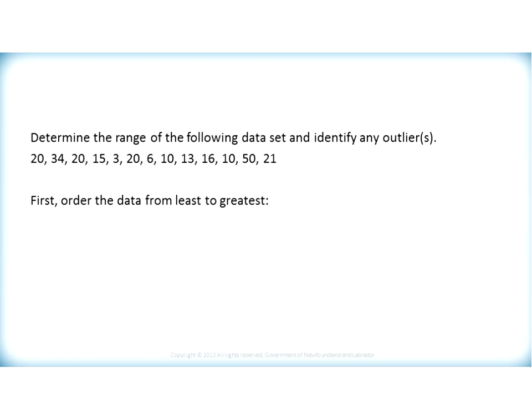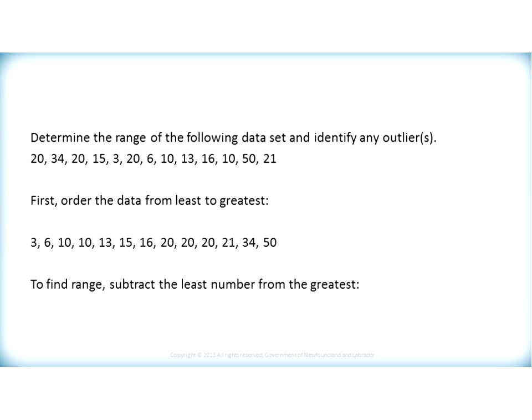First thing we're going to want to do is order the data from least to greatest. Smallest number is 3, then 6, and so on and so forth, and here we go. This is the data in numerical order from least to greatest. To find the range, what we have to do is subtract the least number, in this case 3, from the greatest number. In this set of data, the greatest number is 50. So my range is 50 take away 3, or 47. So there's a range of values that are 47 numbers in difference.